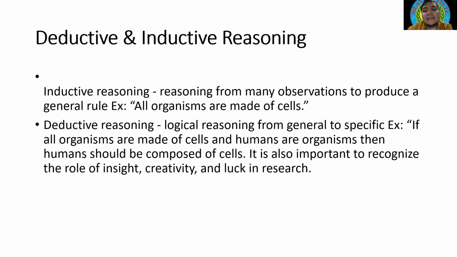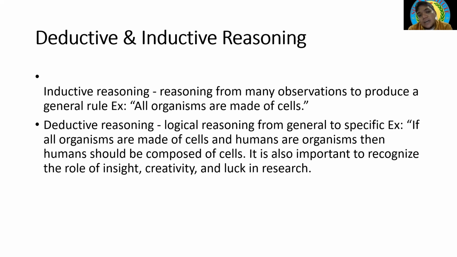Of course, we all know that inductive reasoning is from specific to general ideas. So it is reasoning from many observations to produce a general rule. For example, we conclude that all organisms are made of cells because in general we are trying to find out that organisms are made of cells. So we conclude that all organisms are made of cells, to be specific.